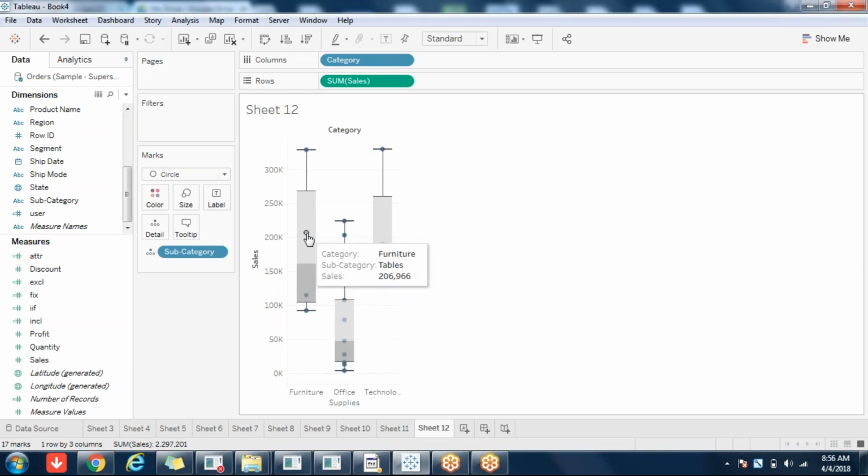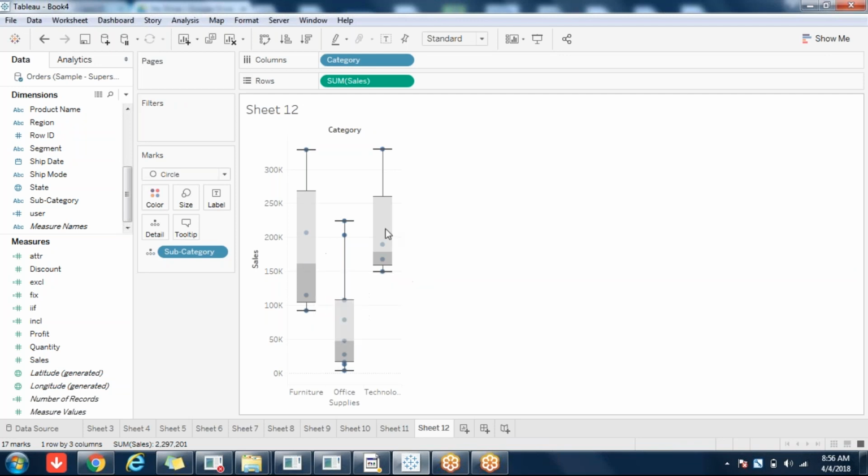So what is this one? 206. What is this one? 114. 206 plus 114, how much is it? 320. Divided by 2, that is 160. So you see that is the median.